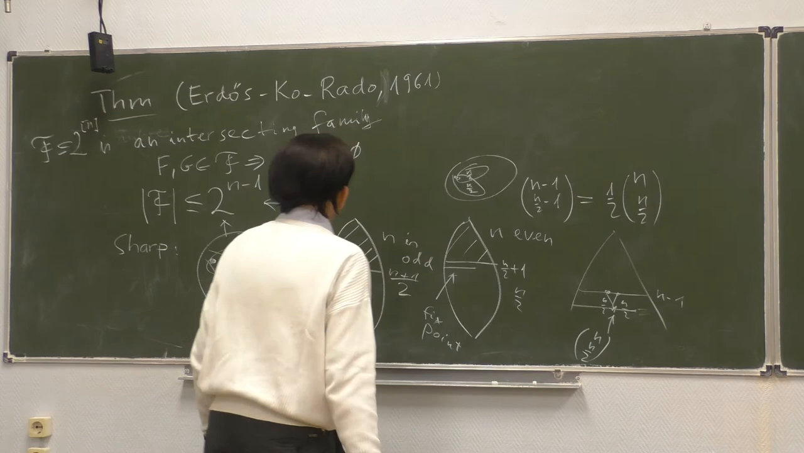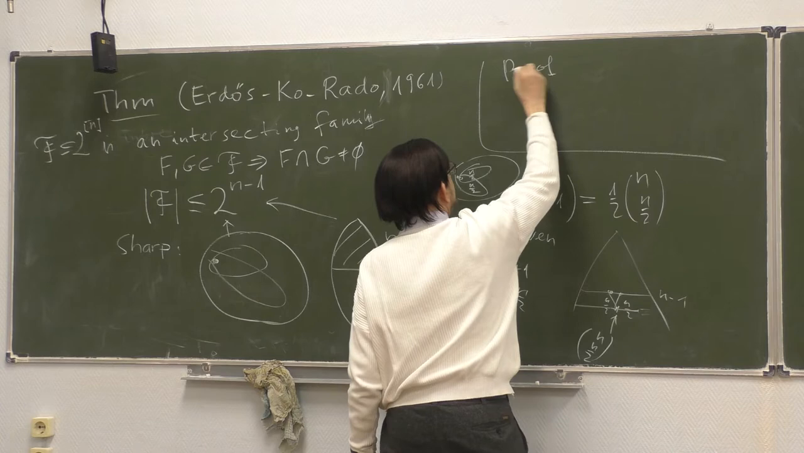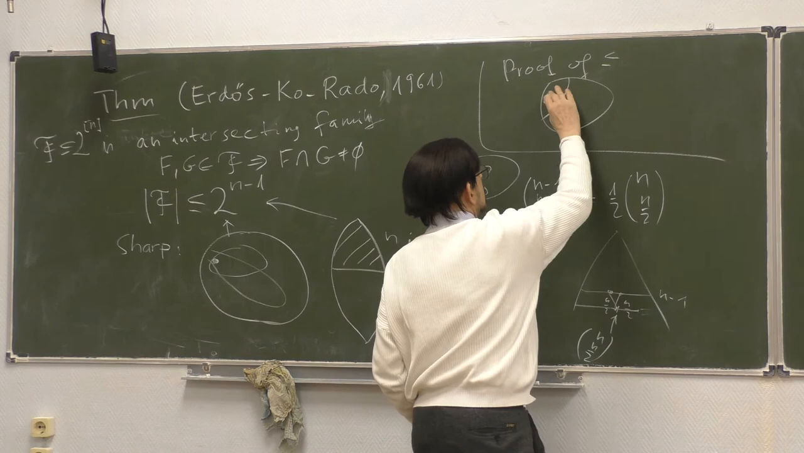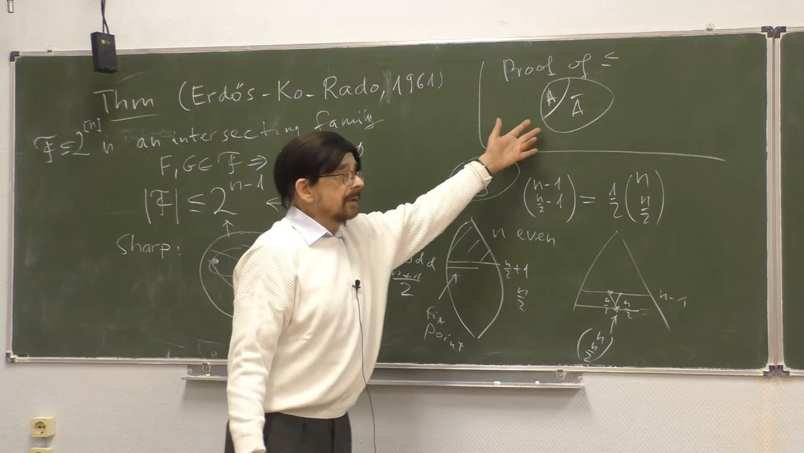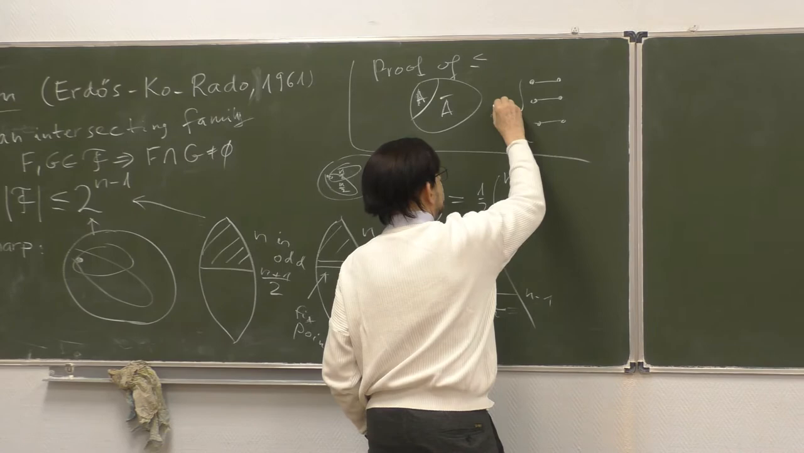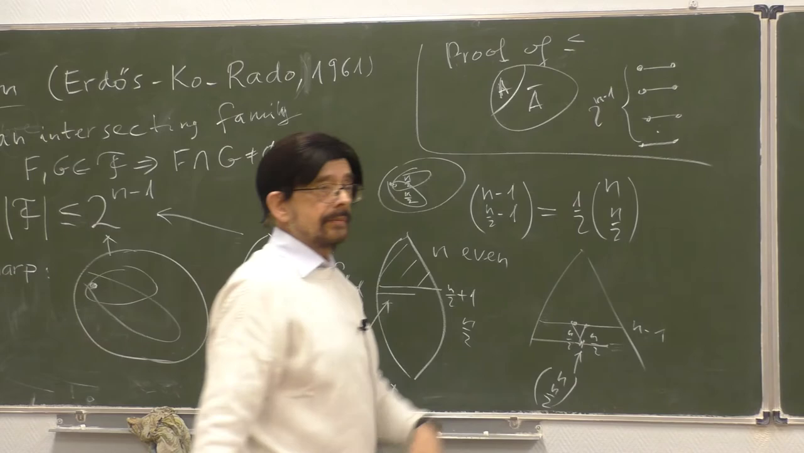Now the proof of the inequality is rather trivial. If you take any set and its complement, then they cannot both be in the family, because they are disjoint. So you make complementing pairs, and that will be 2 to the n minus 1 pairs, and you can choose only one of each, so you cannot have more.